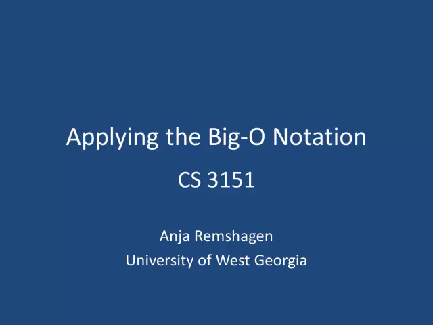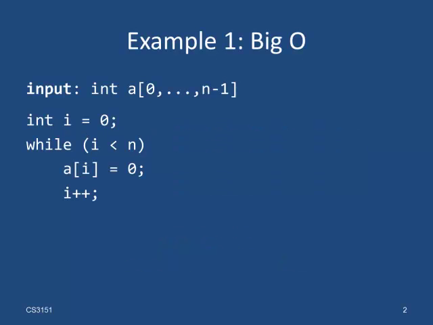We step through the examples we have used before to determine an execution time function. Now we will apply the big O notation to specify the time complexity of the corresponding algorithm or program snippet. We call this program that sets the elements of an array to 0 in a while loop. We determine the execution time function to be t of n equal to 3n plus 2. If you don't remember, go back to the previous video to review how we determine the execution time function.